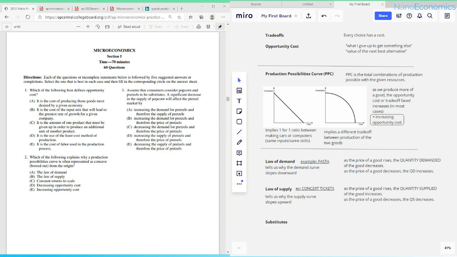With question number two, it says, which of the following explains why a production possibilities curve is often represented as a concave or bowed out from the origin curve? And that is because of increasing opportunity costs. We talked about some of the other vocabulary to try to understand it, but the answer to number two, really in the law of supply or law of demand, is the fact that there's an increasing opportunity cost that we must pay over time.